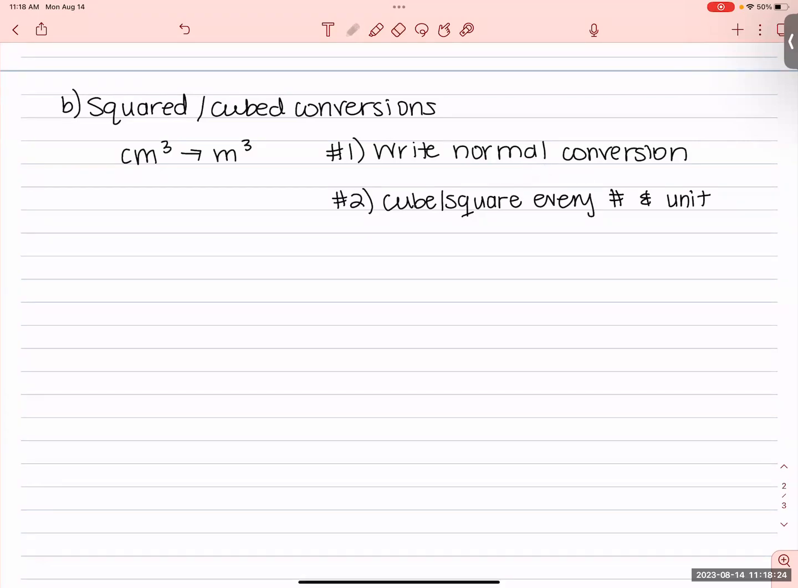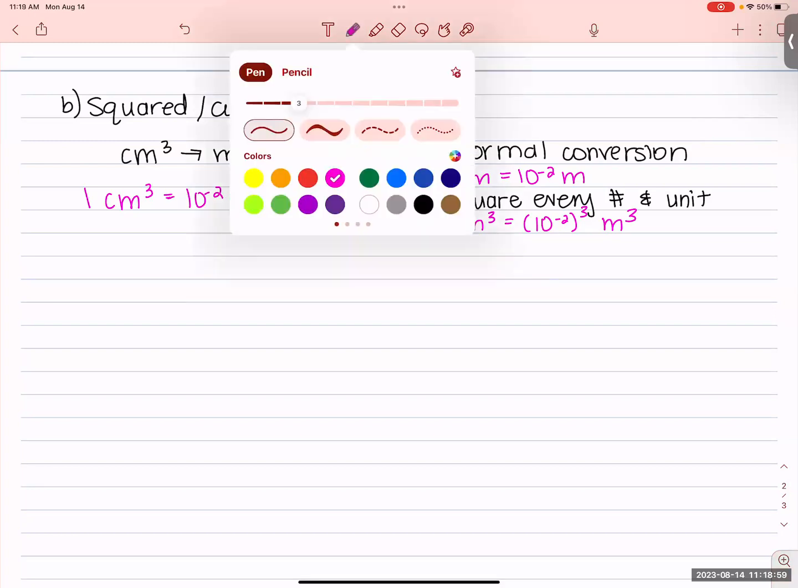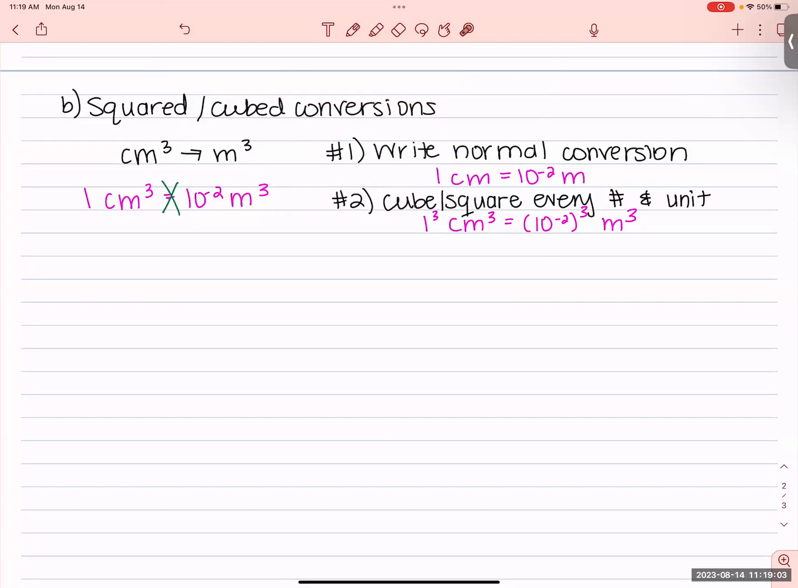And here, let me be a little consistent. So I'm going to say 1 cubed, centimeter cubed, 10 to the negative 2 cubed, meter cubed. Now I know that you may know that 1 cubed is just 1. However, what I found is that when students just cube like this, because 1 doesn't need a cube, they then also just cube this. And this is not equal. This is not correct, because you forgot to cube this part. So my suggestion is to just cube the 1.